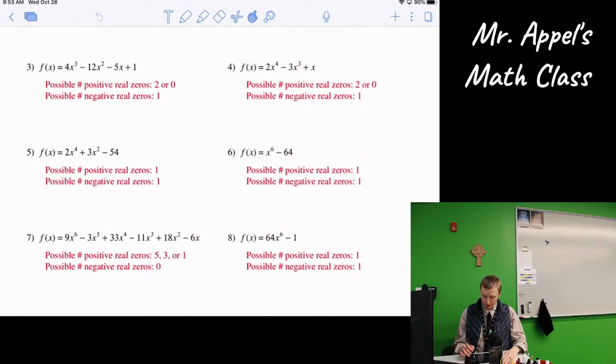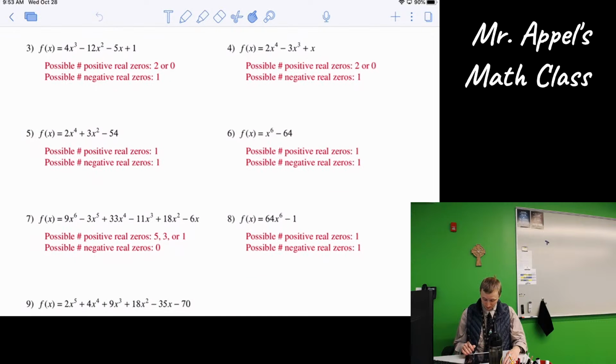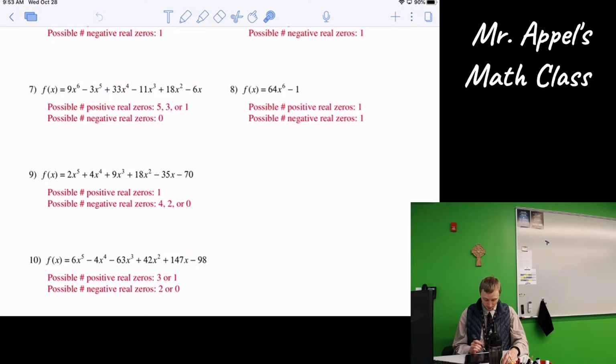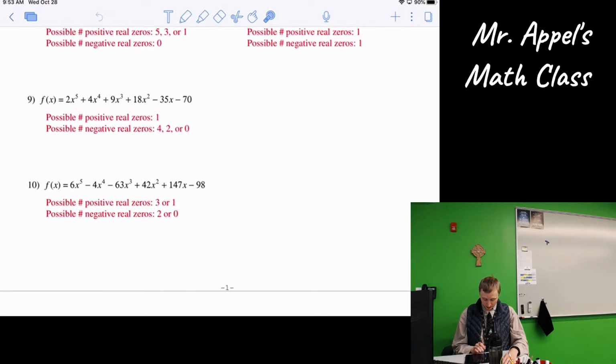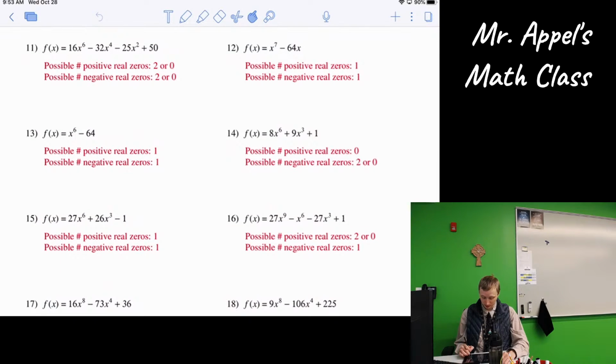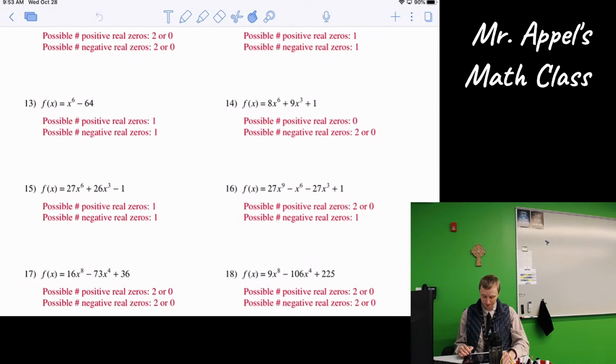2 or 0, 1, 2 or 0, 1, 1, 1, 1, 1. 7 being the most intricate: 5, 3 or 1 or 0. 1 and 1, 1, 9. When you switch to negative, you could have 4, 2 or 0 negative roots. 10 is 3 or 1, 2 or 0. So several combinations thereof. Number 10. And then the second page. Won't read them all out for you.